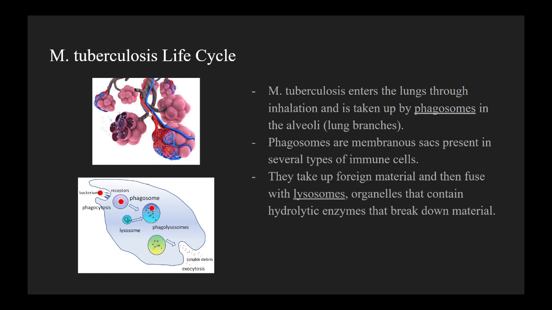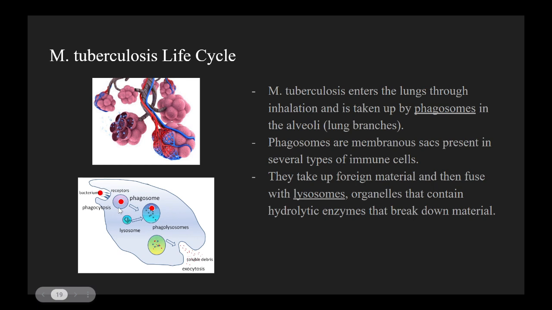But essentially, once they get there, they're taken up by immune cells, and these immune cells have what are called phagosomes. You can see at the bottom here, the bacterium in red gets taken up into a phagosome. So it's this vesicle within the cell, formed through phagocytosis.